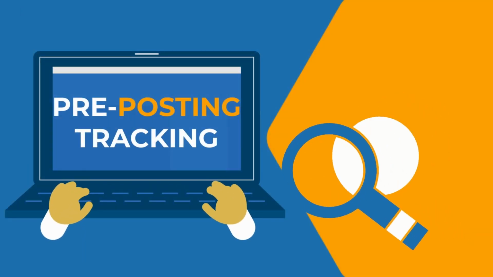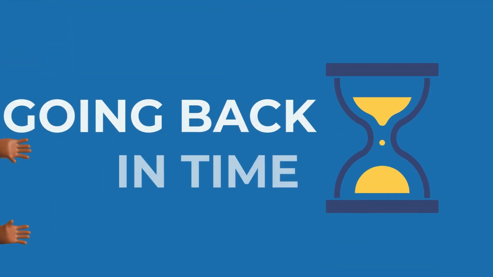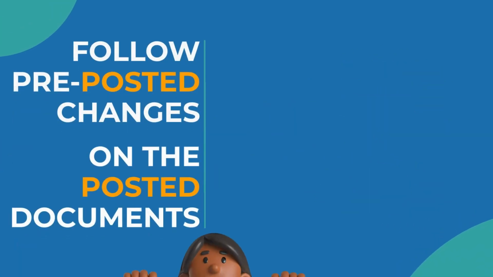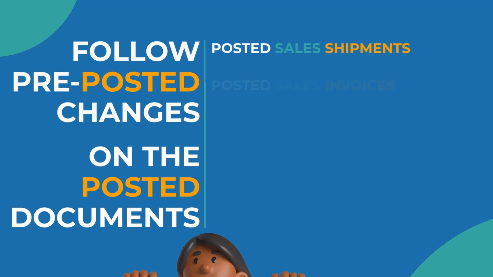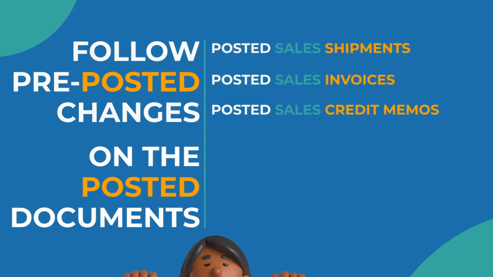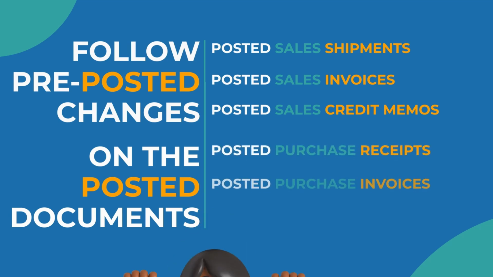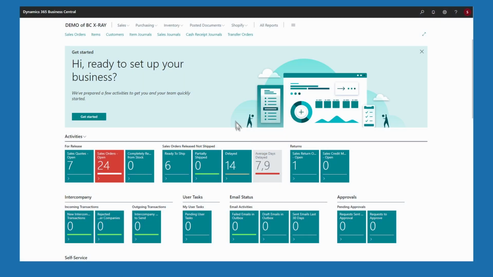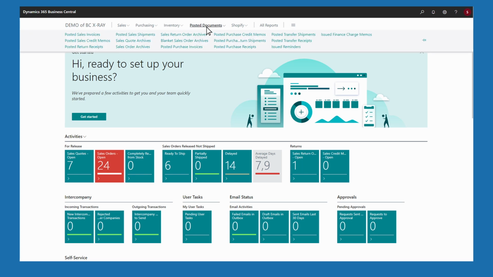Pre-posting tracking is yet another powerful feature that comes with BC X-ray. The feature is essential for going back in time and following all the pre-posting changes that occurred on the posted documents, specifically on the following documents: shipments, sales invoices, and credit memos, as well as for the purchase receipts, invoices, and credit memos. Let's start by looking at a specific posted sales invoice.